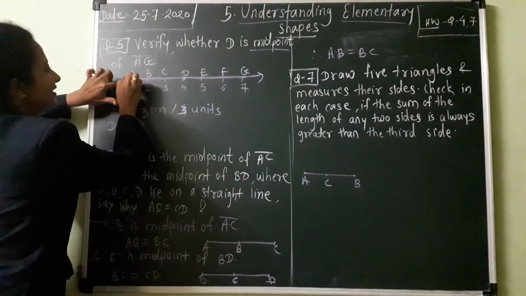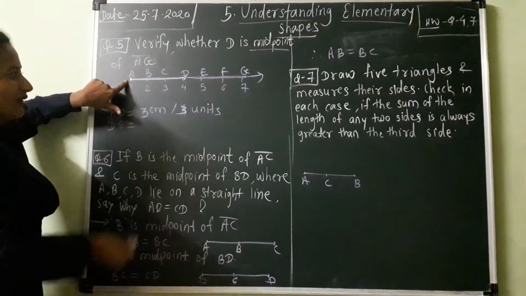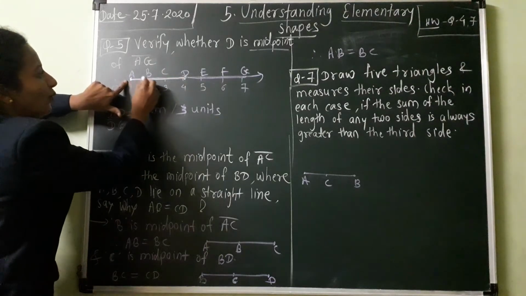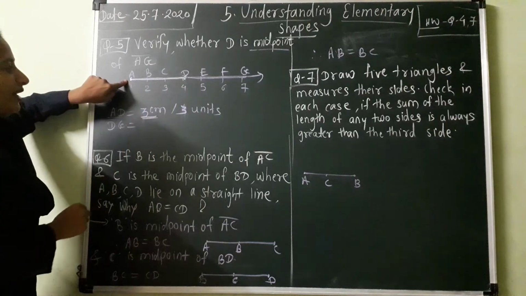AD, so A point is here, D point is here. So we have to measure this length. How many centimeters? 1, 2, 3. It's 3 centimeters. Okay.